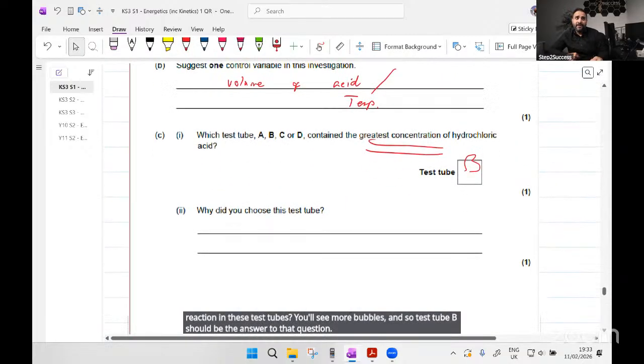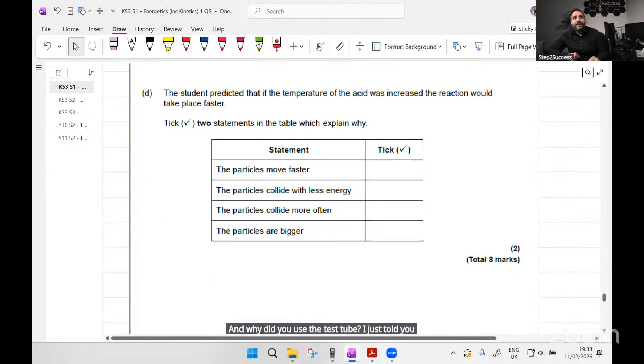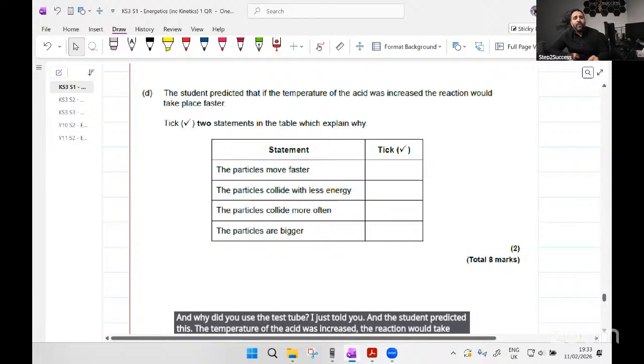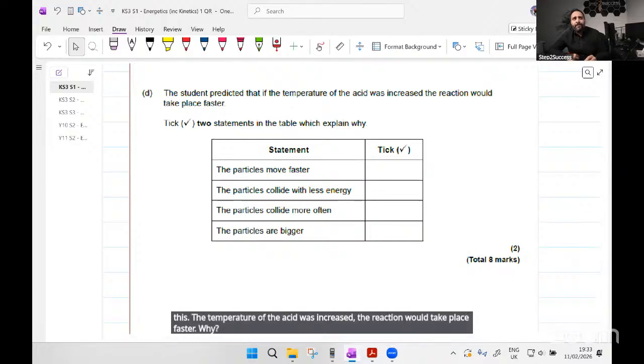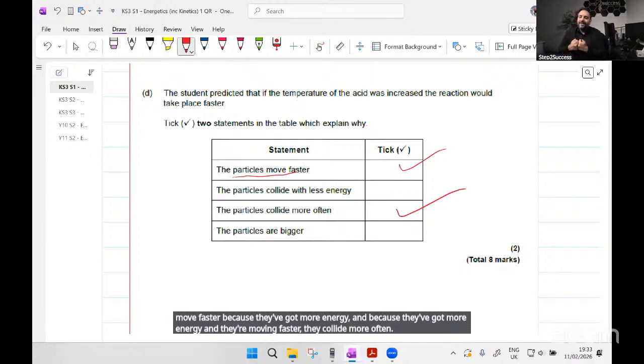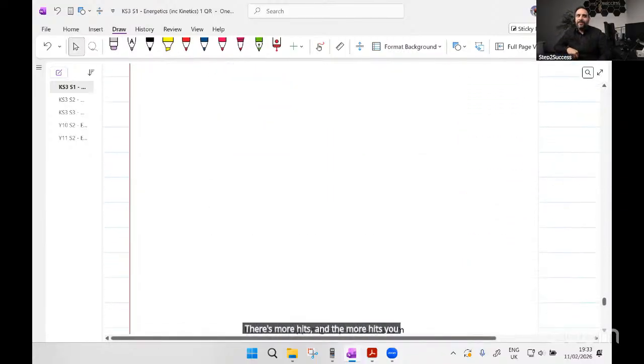Why did you use a test tube? I just told you. And the student predicted that if the temperature of the acid was increased, the reaction would take place faster. Why? When you increase the temperature of a reaction, the particles move faster because they've got more energy. And because they've got more energy and they're moving faster, they collide more often. There's more hits. And the more hits you have, the faster the reaction goes.